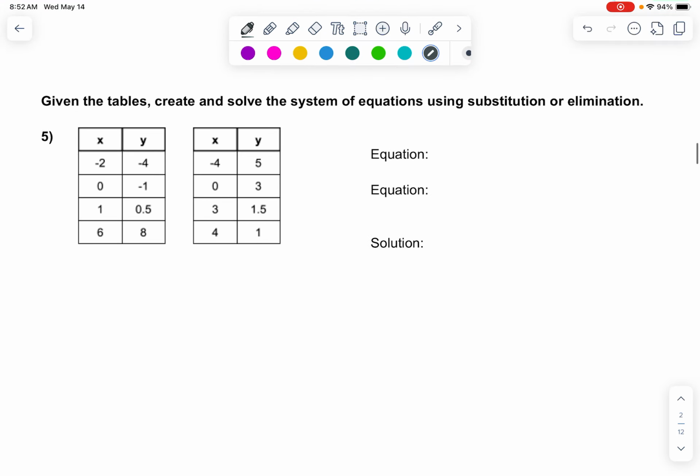All right, the next one says, given the tables, create and solve the system using substitution or elimination.